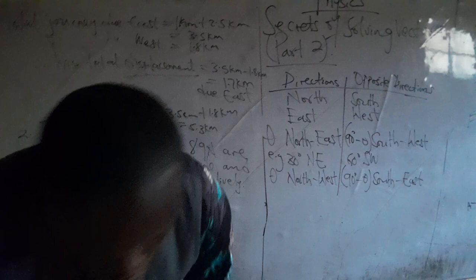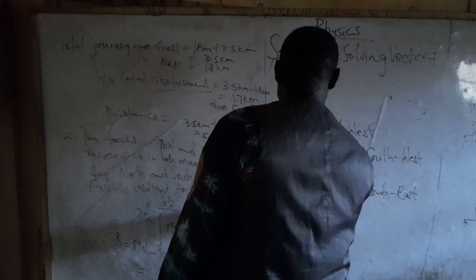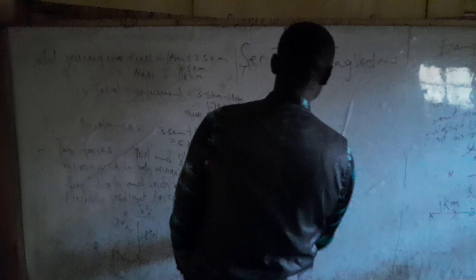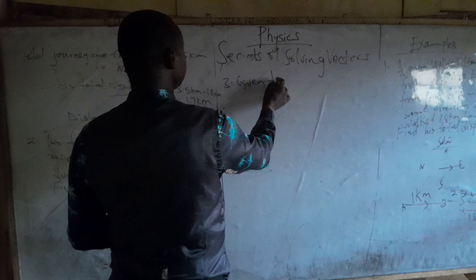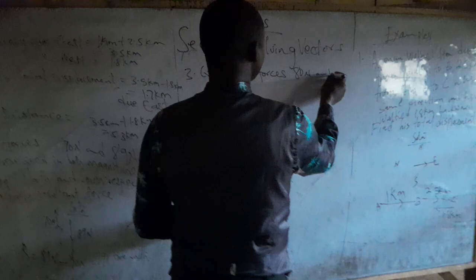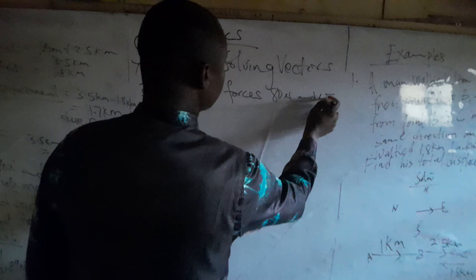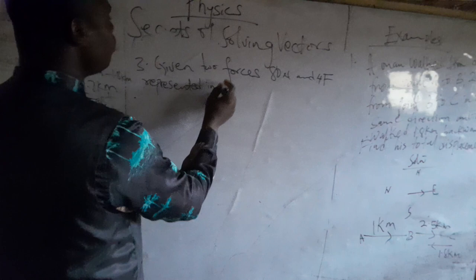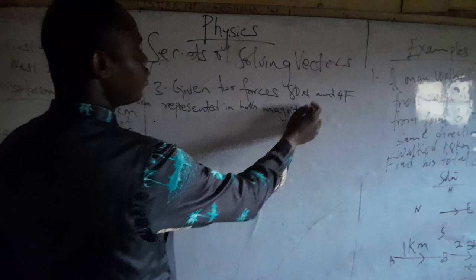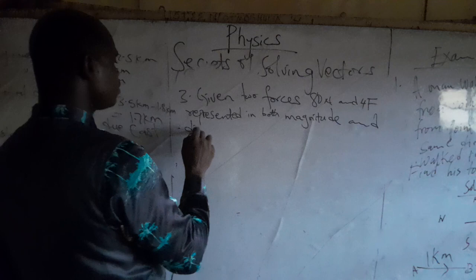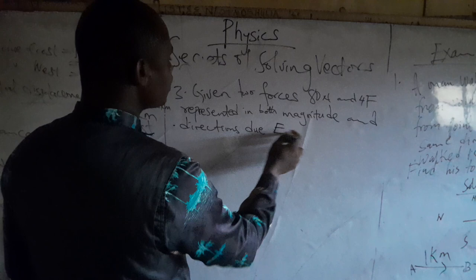Now let's look at this example again. Let's say we have two forces, 80 newton and 4F, due east and west respectively, represented in both magnitude and direction.